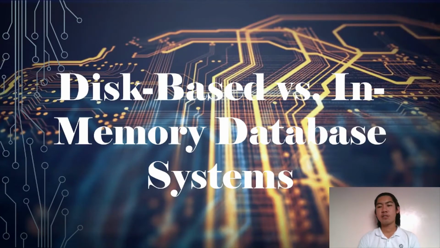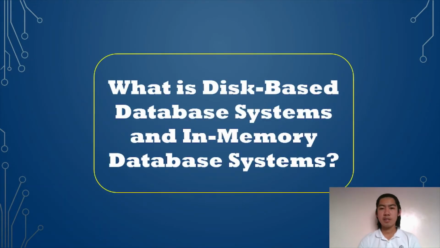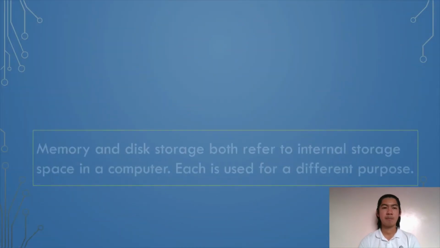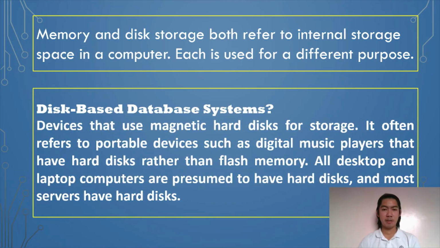Next let's talk about disk-based versus in-memory database systems. What are disk-based database systems and in-memory database systems? Memory and disk storage both refer to internal storage space in a computer. Each is used for a different purpose. Disk-based database system: devices that use magnetic hard disks for storage. It often refers to portable devices such as digital music players that have a hard disk rather than flash memory.